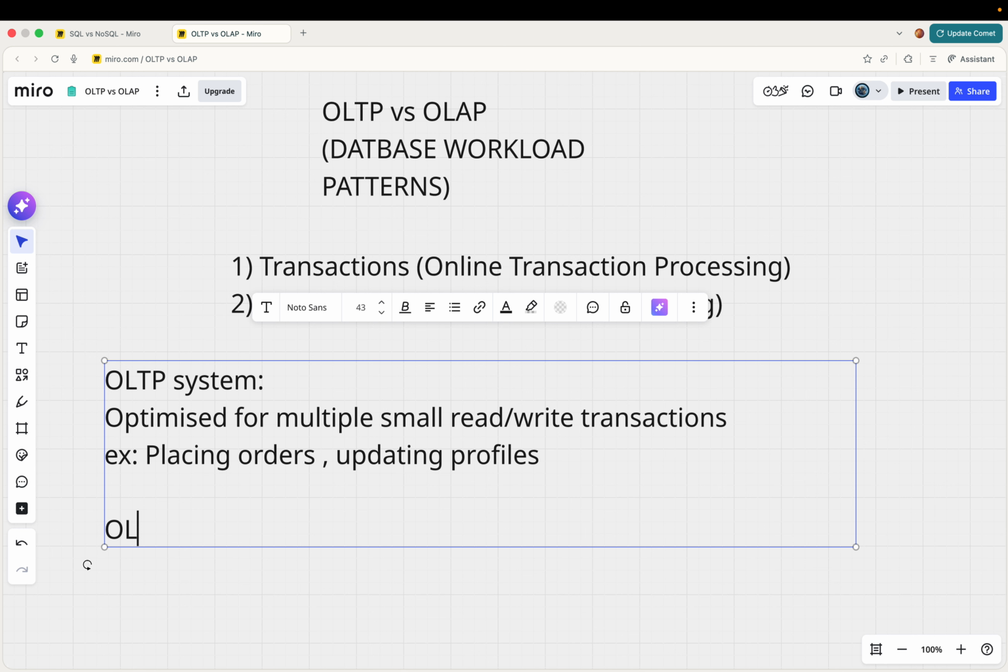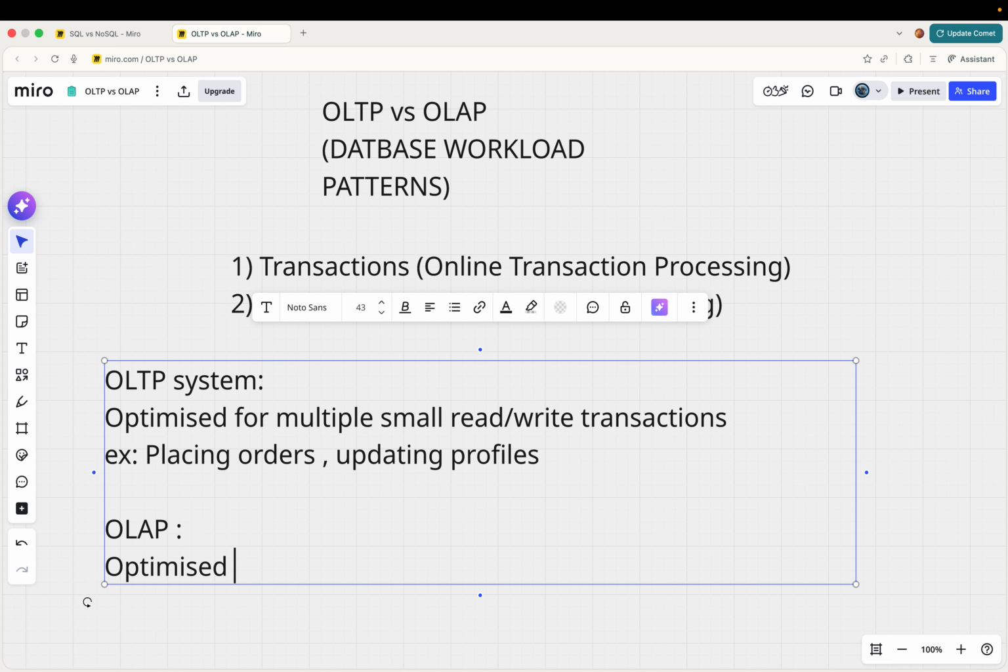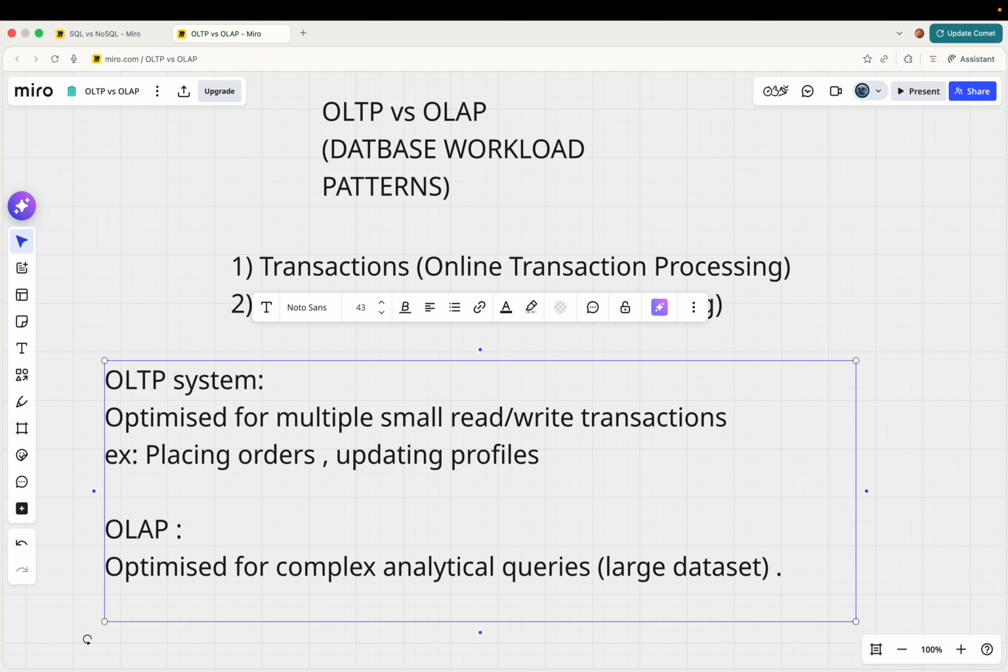Now if we see OLAP, here the queries are not small, they are complex. As we discussed earlier, it is optimized for complex analytical queries, and here the data set is very large. This generally happens for business and generating reports, etc.